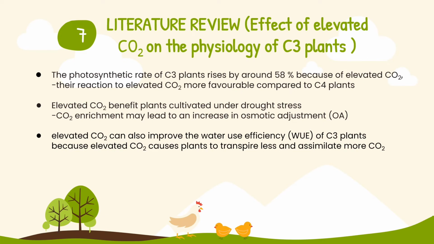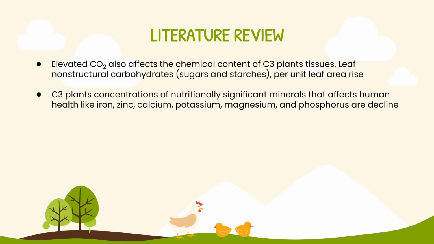The photosynthetic rate of C3 plants rises by around 58% because of elevated CO2. Their reaction to elevated CO2 is more favorable compared to C4 plants. Elevated CO2 benefits plants cultivated under drought stress, and CO2 enrichment may lead to an increase in osmotic adjustment. Elevated CO2 can also improve the water use efficiency of C3 plants because elevated CO2 causes plants to transpire less and assimilate more CO2. Elevated CO2 also affects the chemical content of C3 plants' tissues.